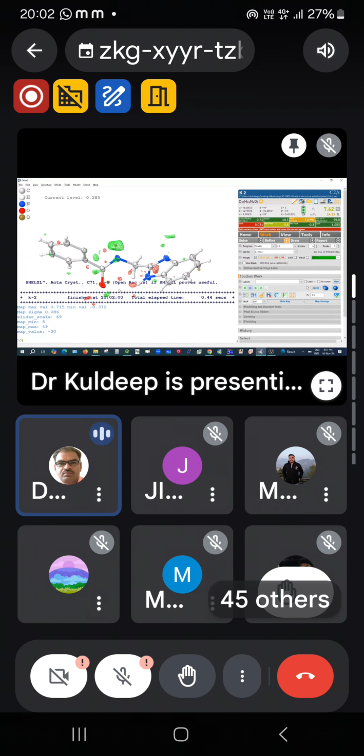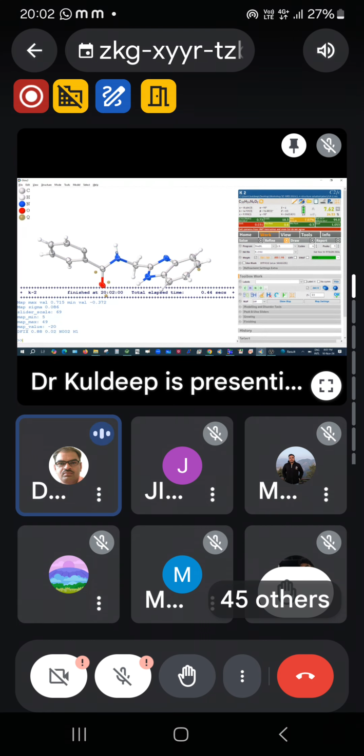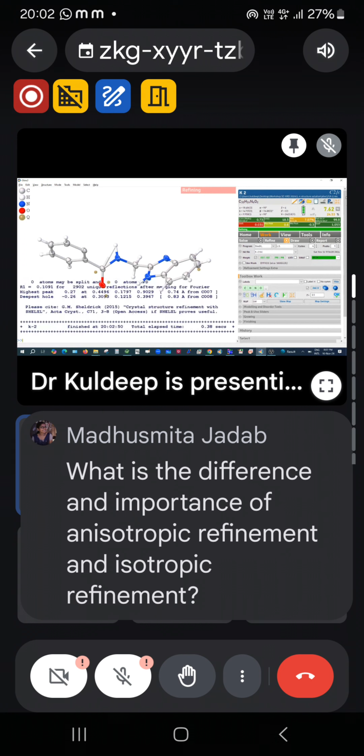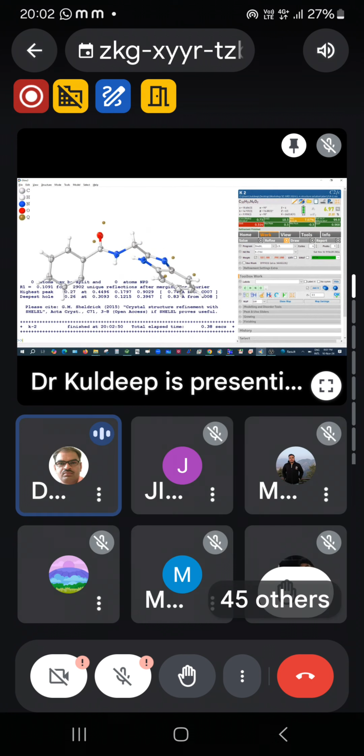And then what I will do, I will put the map off. I will select this one. I will say HFIX, and I put DFIX 0.88, and I will define it. Yes, the R factor is improved, so it means I'm doing the right thing. Now you can see the hydrogen is placed on it.